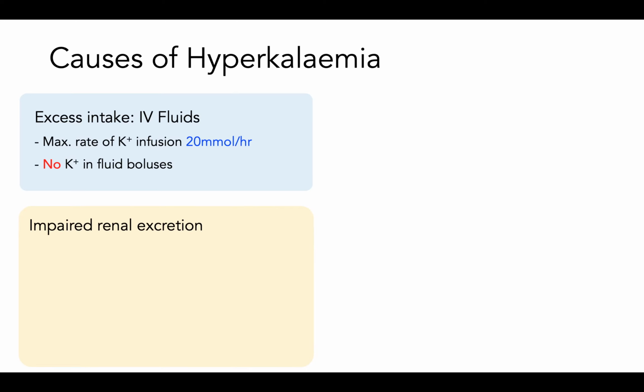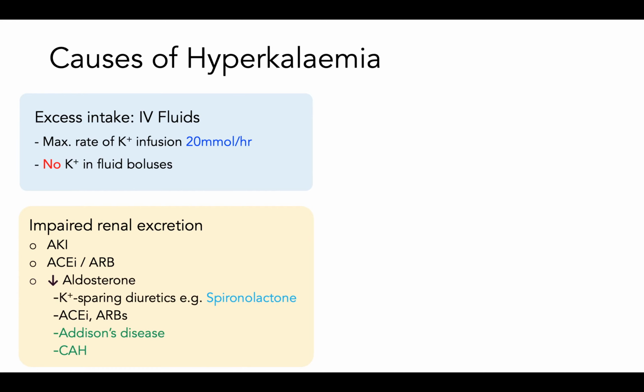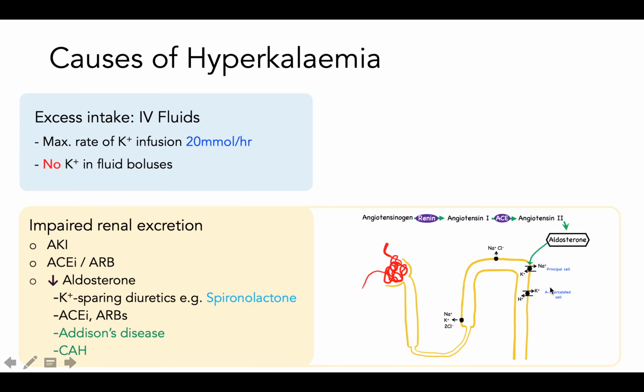Second concept is impaired renal excretion. It can happen in the setting of AKI or renal impairing drugs, but also in the setting of low aldosterone. The reason for that is our old friend, the nephron diagram here. Anything that's impairing aldosterone will have an impact on principal cell potassium excretion. That includes the potassium-sparing drugs like Spiro, it includes ACE inhibitors and angiotensin receptor blockers, which are working upstream, and it includes genetic syndromes like Addison's disease or congenital adrenal hyperplasia.